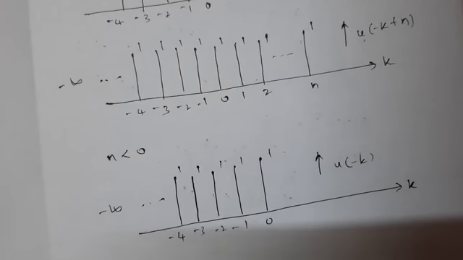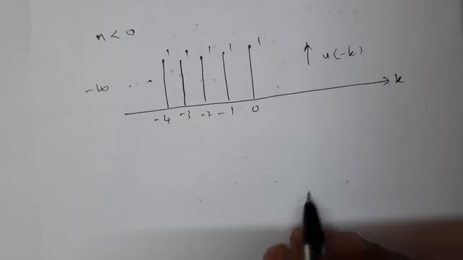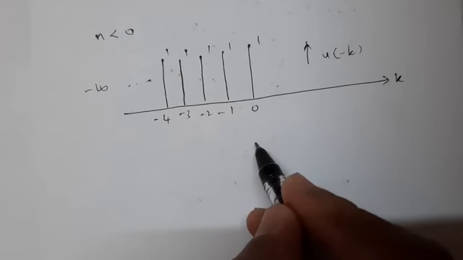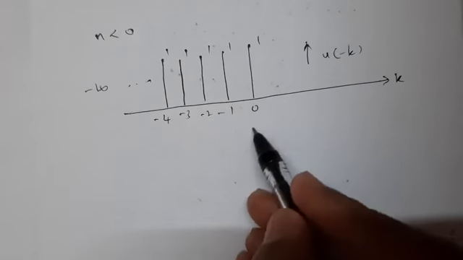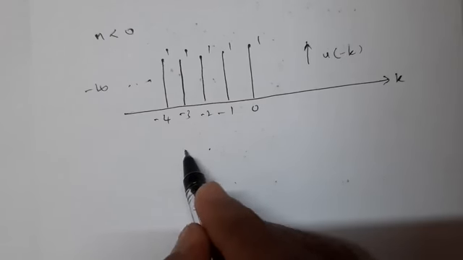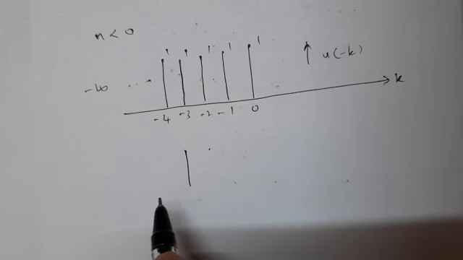which I will show as u of minus k, amplitude 1 towards minus infinity, 0, minus 1, minus 2, minus 3, minus 4. This is your u of minus k. Now I will try to draw u of minus k plus n, but n is less than 0. n is less than 0 means somewhere I will consider this shifted towards the left. Okay, n is less than 0.